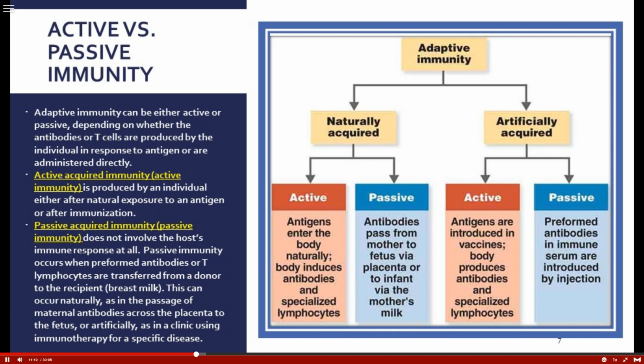And so the mother, through that breast milk, can provide that natural maternal antibodies, and the baby can actually be protected through that breast milk. So that's an example of a passive form of immunity, of passive immunity.